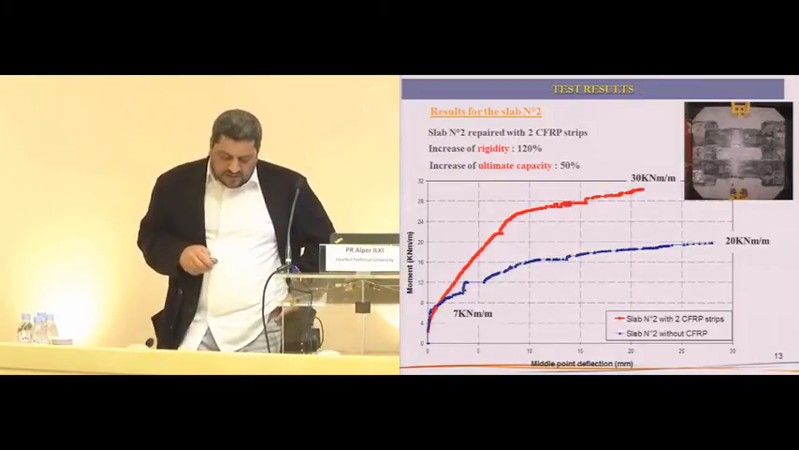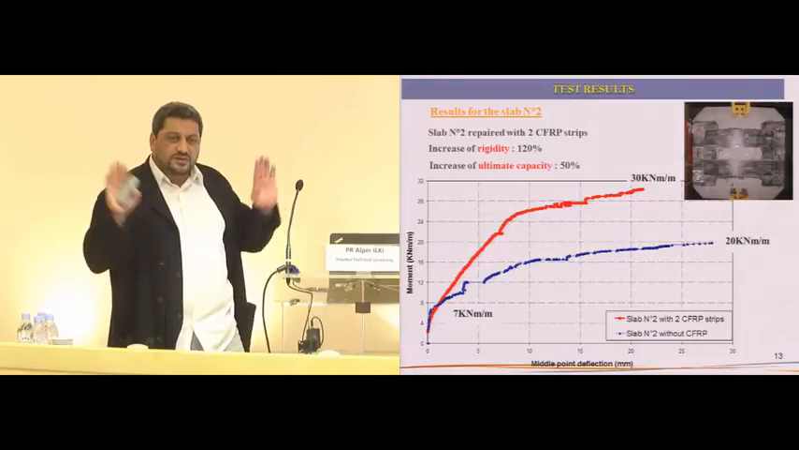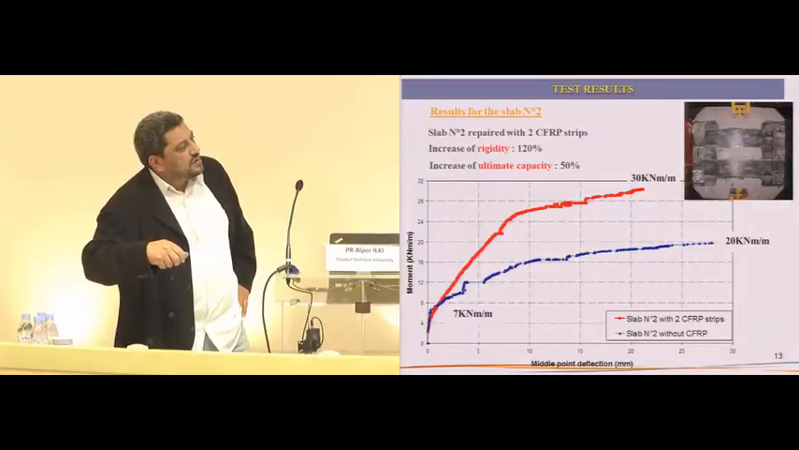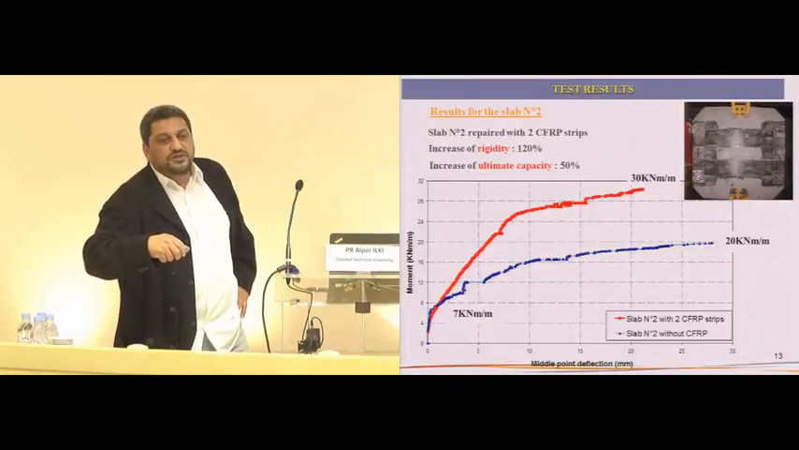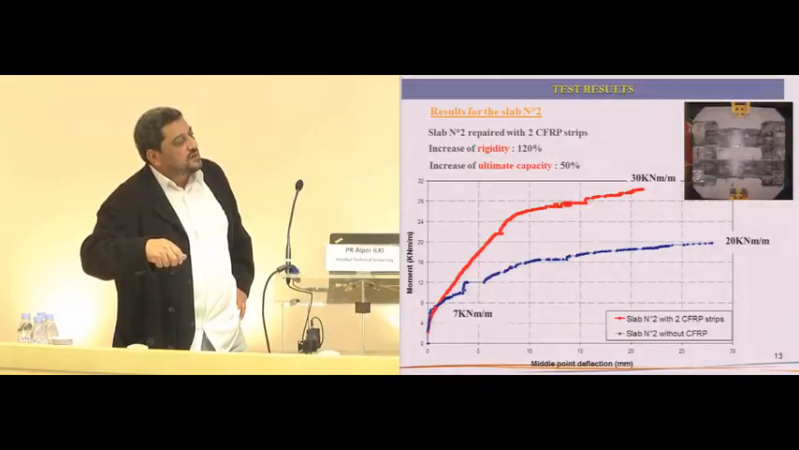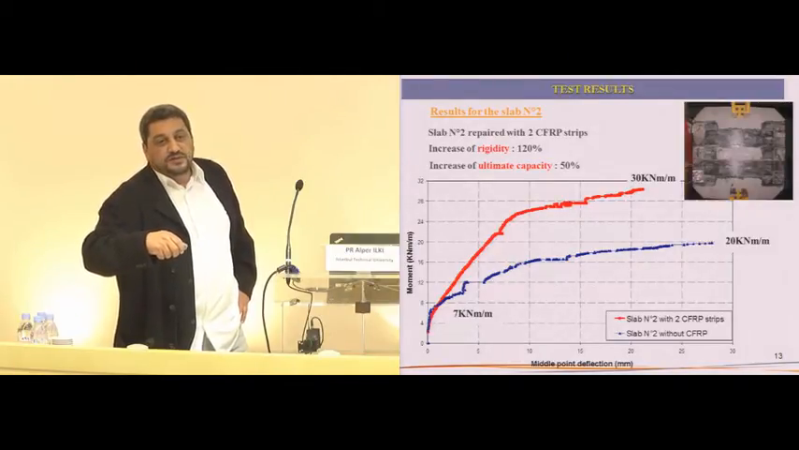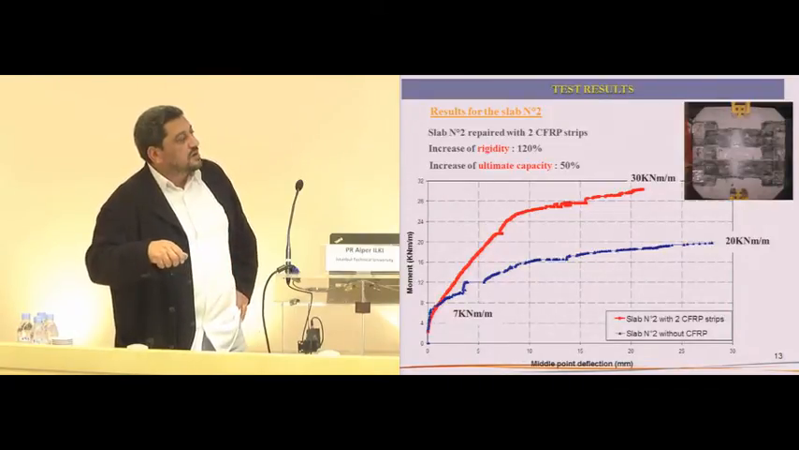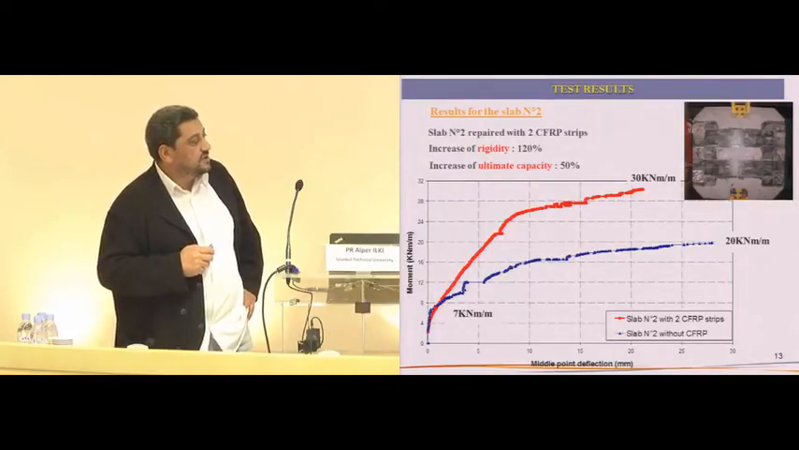For the second case, I remind you that the boundary conditions are reinforced. For the second case, we gain more for the global post-crack rigidity. Here we obtained about 120% difference between the damaged configuration and the reinforced configuration. The increase of ultimate capacity is about 50%. So we obtain better results for the two factors, rigidity and collapse capacity, or bearing capacity.